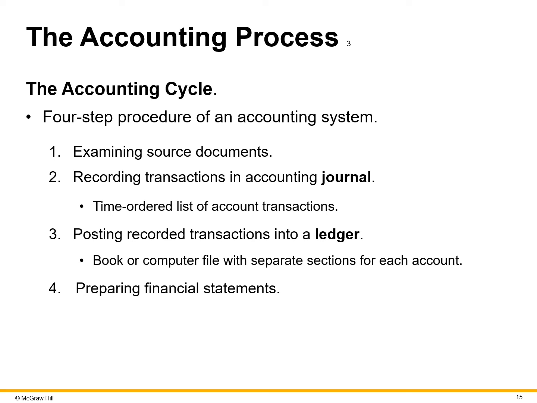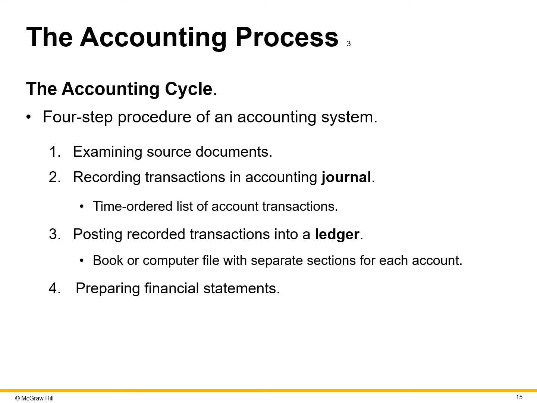Step 3 is to post these transactions. Transactions are then posted to a general ledger, a book or a computer program with separate files for each asset, liability, or owner's equity account. At the end of the accounting period, a summary of the balances of all the accounts in the general ledger, called a trial balance, must be prepared.